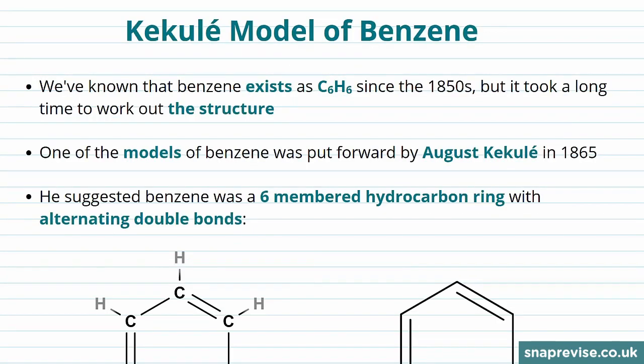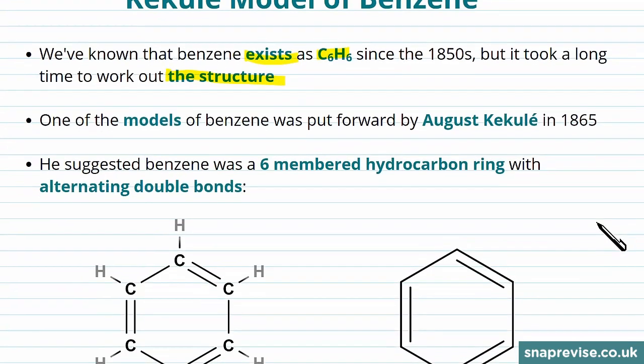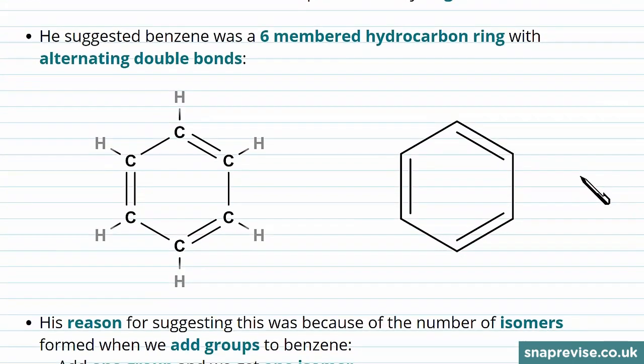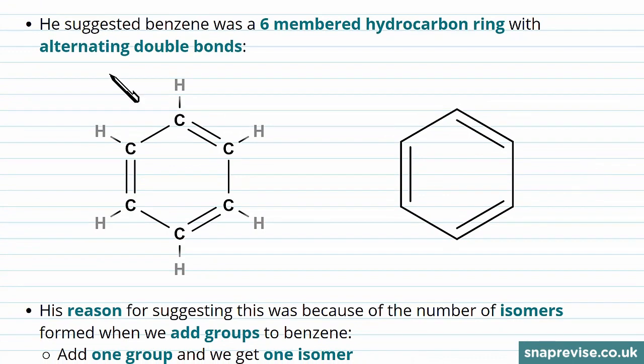We've known that benzene exists, with the structure C6H6, since the 1850s, but it took a much longer time to work out the structure because it's unlike most other molecules that the scientists of the time had come across. One successful model of the way that benzene is put together was put forward by Auguste Kekulé in 1865, around 15 years after we first knew that benzene existed.